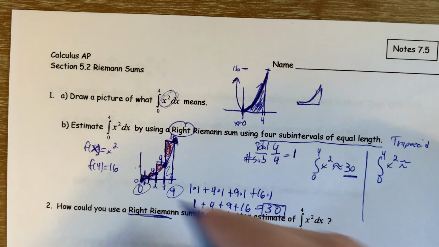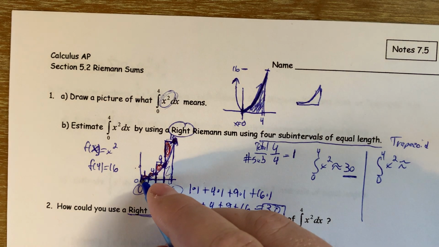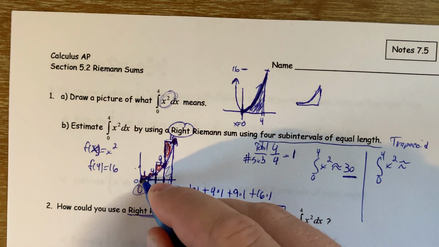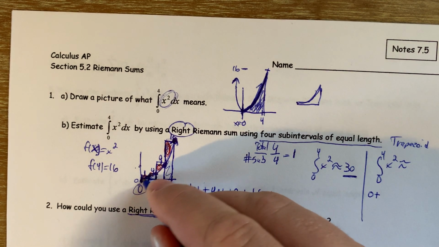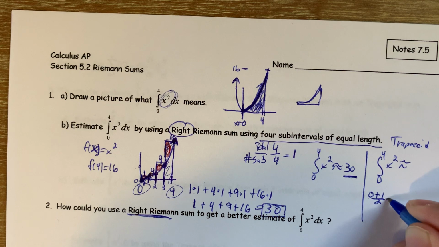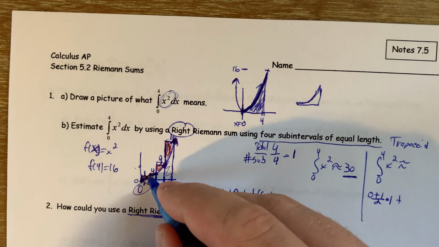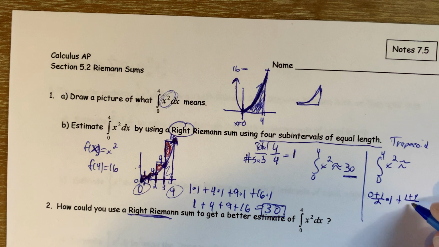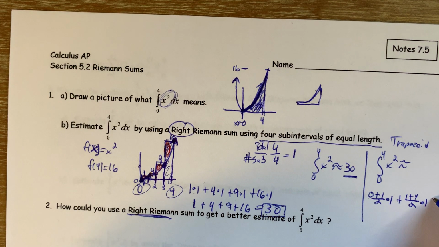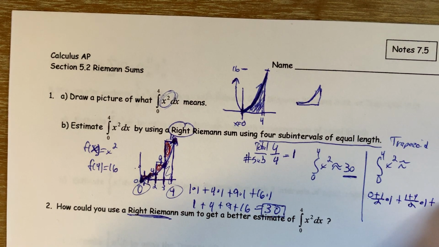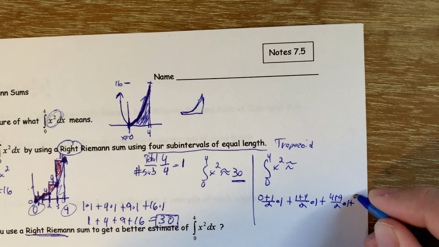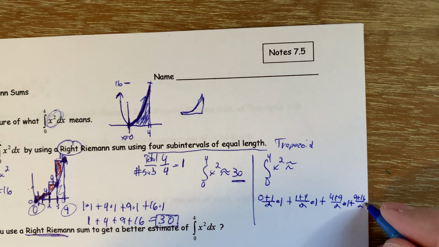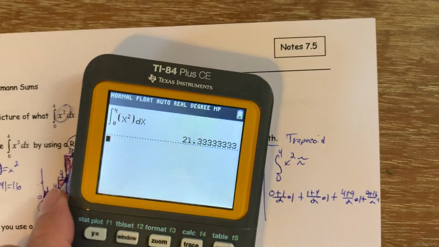Hopefully here you saw that the left side is 0. So now we do have to use this leftmost point. It would be 0 plus 1. We have to take those and average them together, divided by 2 times a width of 1. Then we take 1 and 4, and we average them together, multiply by the width of 1. We're going to do 4 and 9, average them together, and multiply by a width of 1. And then last, we're going to do 9 plus 16, and multiply by 1. And so I bet this will be much closer to the real answer.